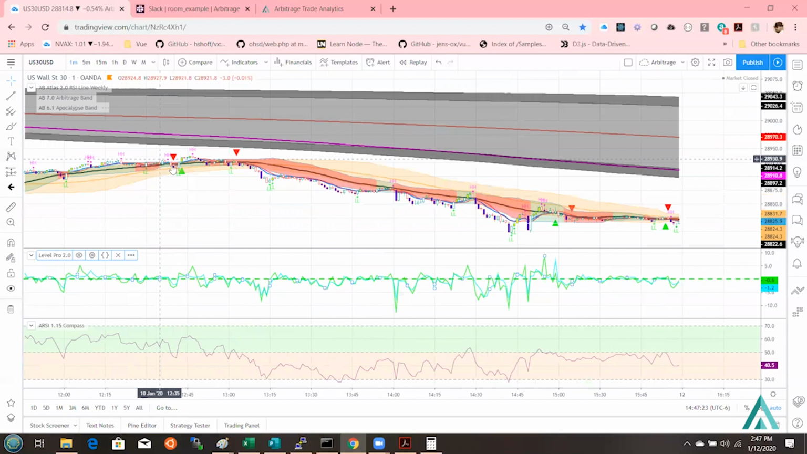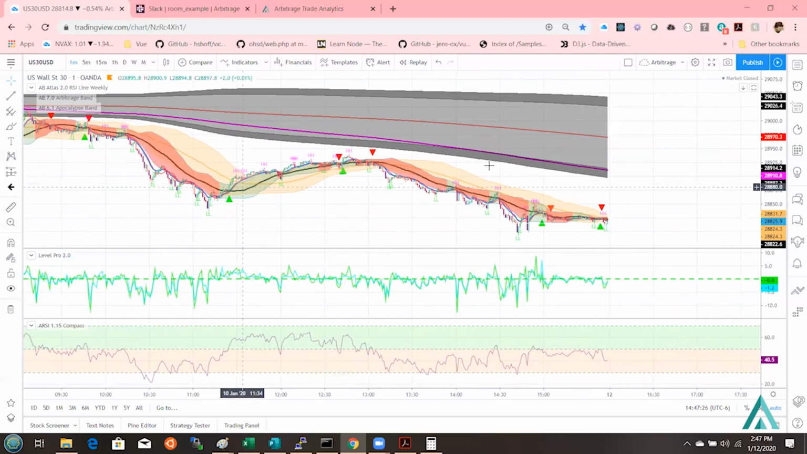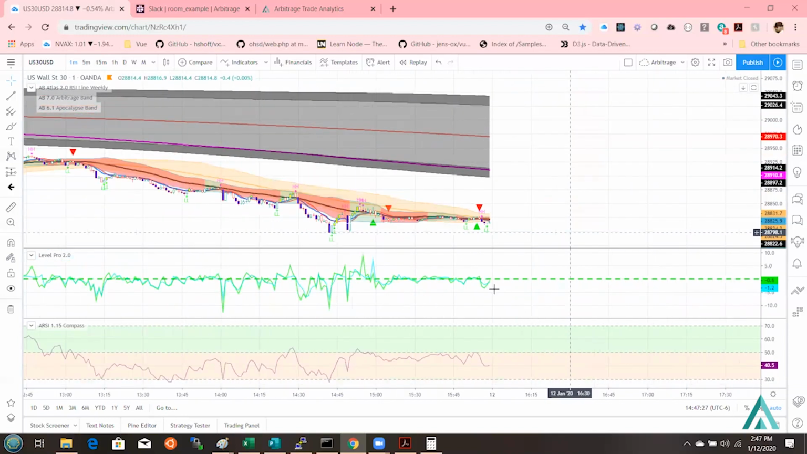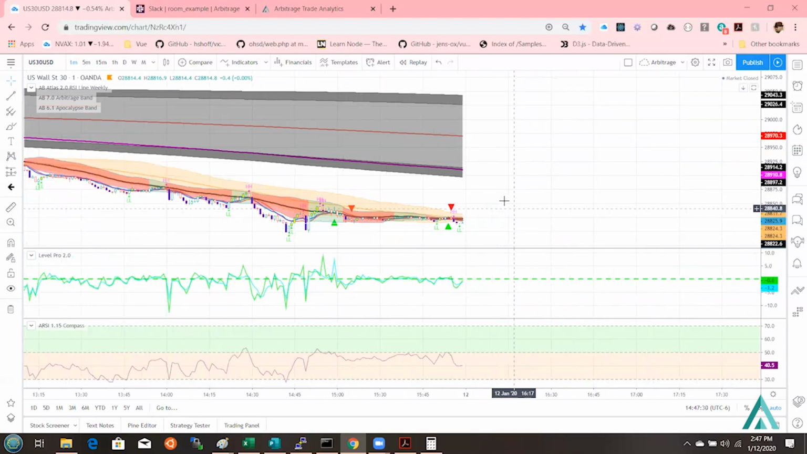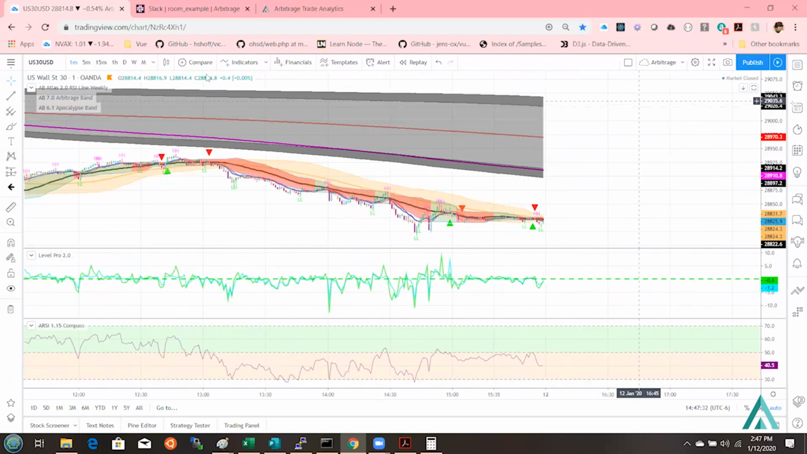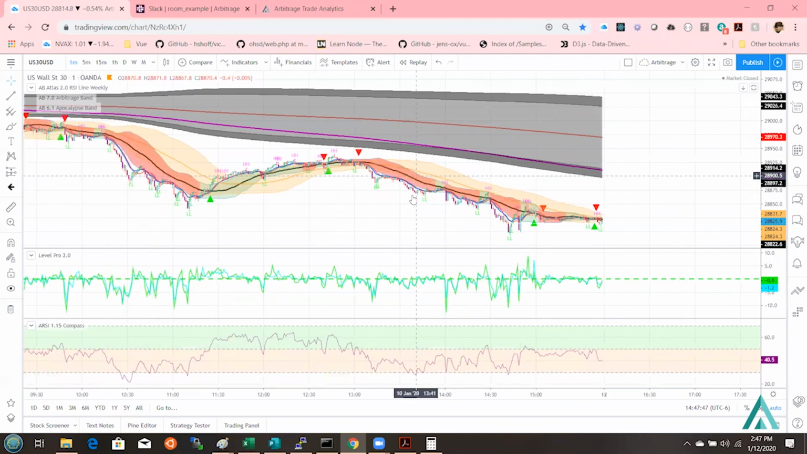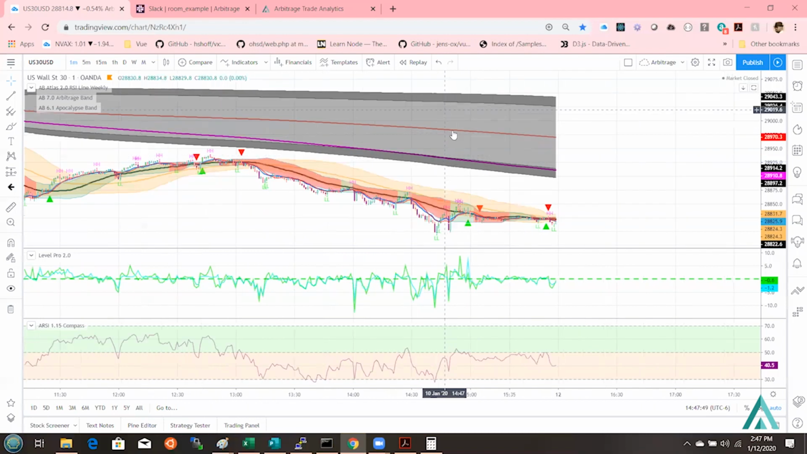So I'm going to turn on the Apocalypse Band, and on the Apocalypse Band, he has made it to a lower danger zone. These guys aren't back above yet, but I'm expecting a bounce, and on the US 30 USD, I'm expecting it to at least get back to that 28.9 area before it makes a decision on what its next move will be after that. Because this is statistics and probability, it is a waiting game, which is why we add it to our watch list to prevent getting burned.